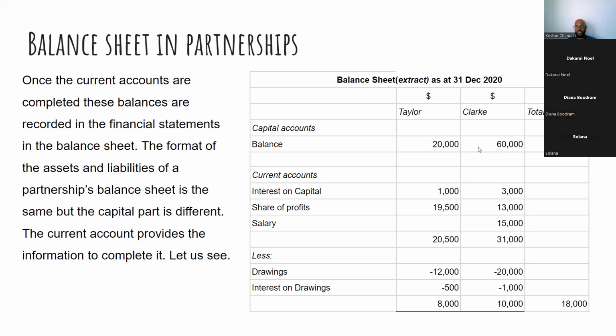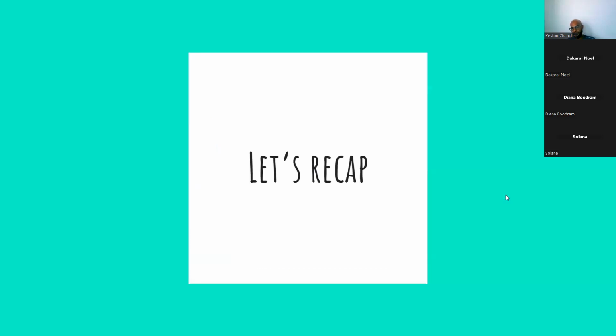You're going to have fixed capital account balances. Then you're going to have current account balances, right? So we're just taking the same current account, listing all our positive balances, and subtracting all our depleting or income reducing balances. And we're going to carry across one single figure here, right? So the total column is going to have a total capital balance for the entire partnership. Yeah, that's the only change in your balance sheet.